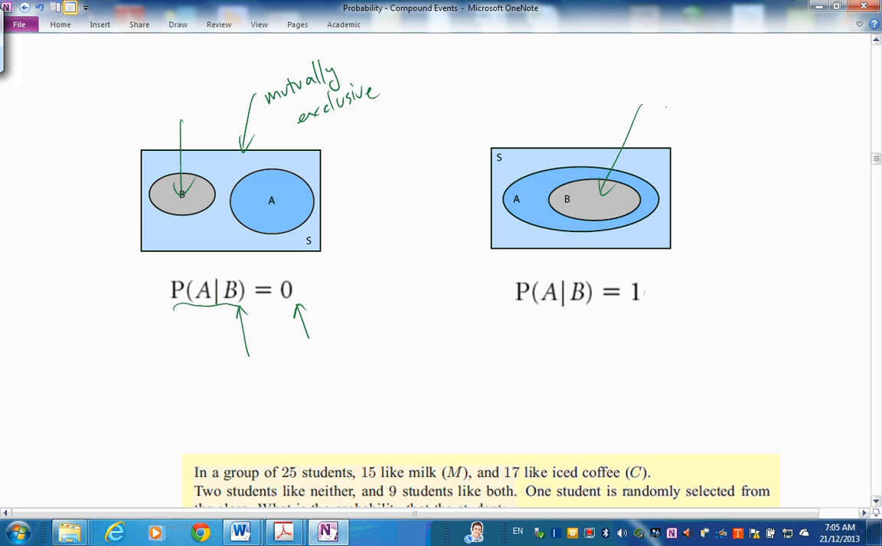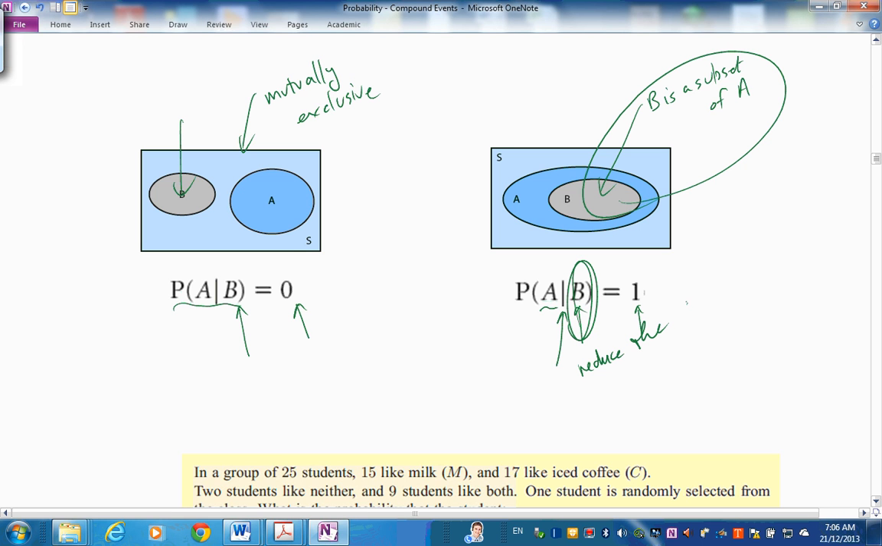Okay, what about if B is contained within A? Like this diagram here, B is actually a subset of A. So what's the probability of A given that B has occurred? Well, if B has occurred, it's in this group here, and so automatically it's in A, therefore the probability is 1. So they're interesting special examples of conditional probability, saying that when you put this stroke there, you're saying that B has occurred. So you're reducing the sample space each time.